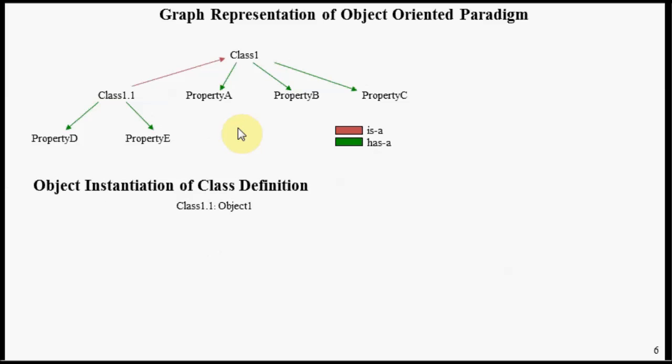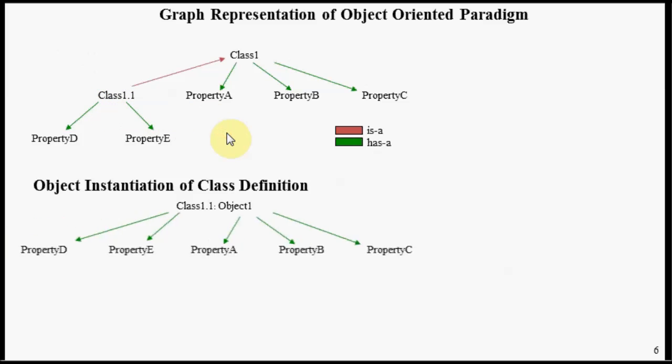Now let's look at a graph here. Let's look at what happens if we want to instantiate class 1.1. Let's look at the equivalent object graph. In this case, it would look like the following. Assuming we want to instantiate class 1.1 and we're going to call that object 1, what happens is the following.